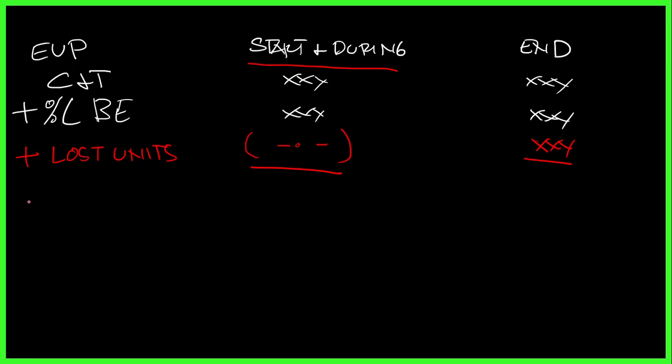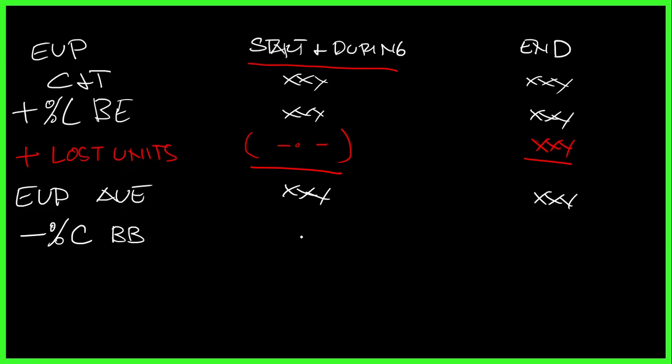Okay, kaya pagdating ngayon dun sa EUP ng average method, di ba parang wala ring loss unit? So yung normal na EUP lang. May effect lang siya kapag nangyari siya at the end. Okay, and then if you're going to compute for your FIFO, you simply deduct the percentage of completion of your beginning balance. And then you will now have your EUP, first in, first out.